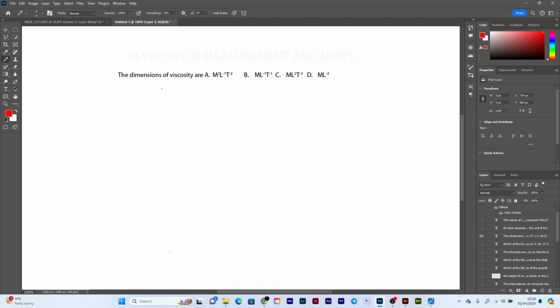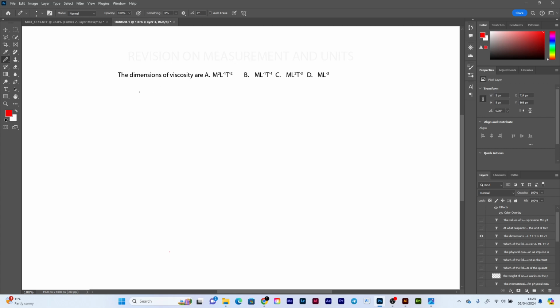The next question says that the dimension of viscosity are, oh, this is cool because I'm very sure a lot of you are not familiar with the formula for viscosity. Am I right? All right. However, I got you. This question is Jamb question 2008, question number 1. So how are we going to go about it? Viscosity. All right. So let's see.